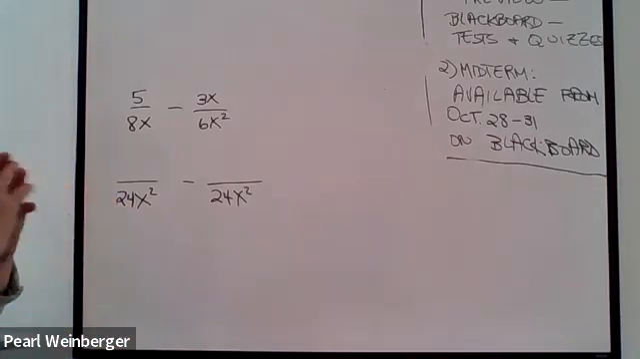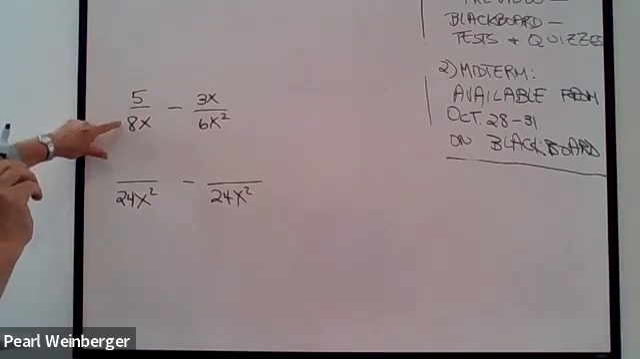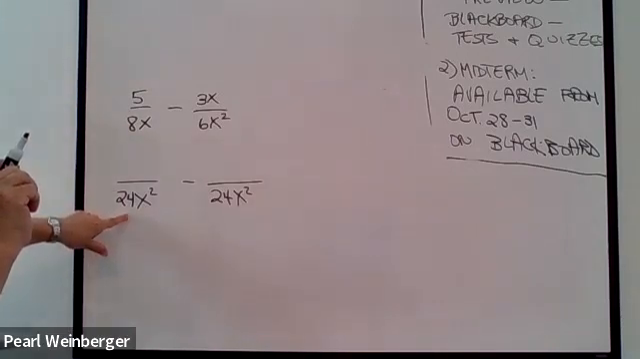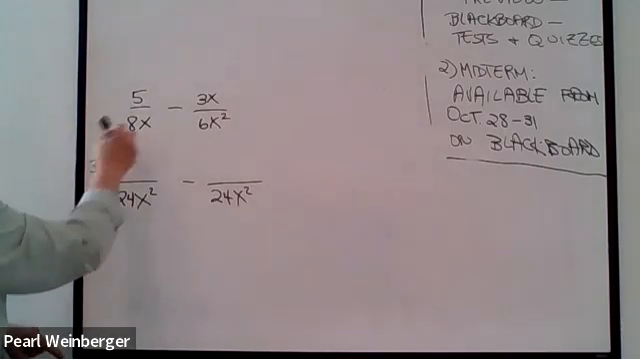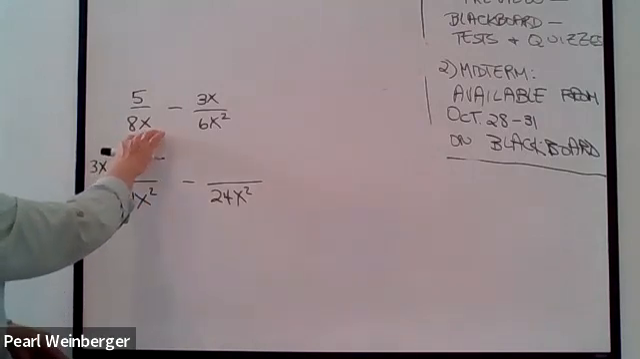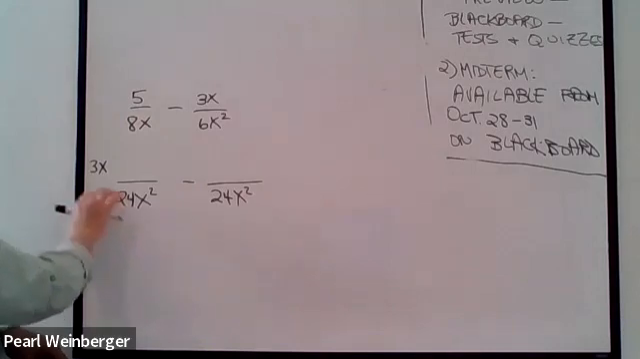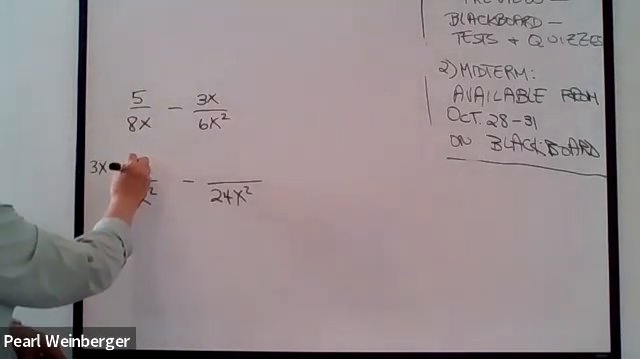So we do the numbers the way we did the numbers before, the variables by picking the highest exponent. Then we rename our fractions. In order to do that, I have to divide the original denominator into the new denominator, into the LCD. So 8 goes into 24 3 times, and x goes into x squared x times. I divided the 8x into the 24x squared. I got 3x. I take that 3x and multiply it by the numerator 5, and that gives me 15x.